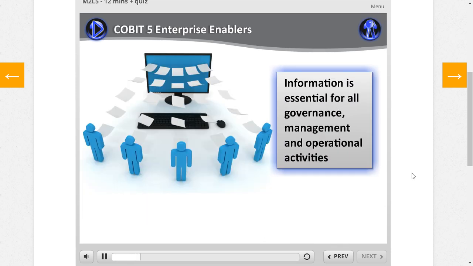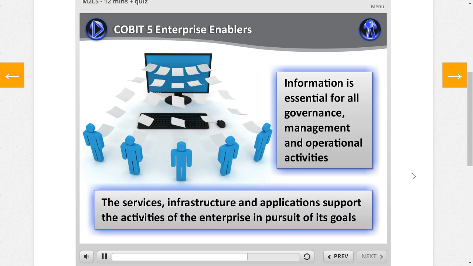Information is the lifeblood of an enterprise. It is essential for all governance, management, and operational activities. The services, infrastructure, and applications support the activities of the enterprise in pursuit of its goals.